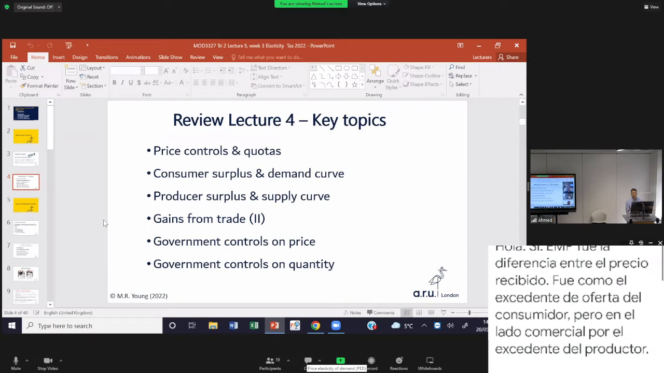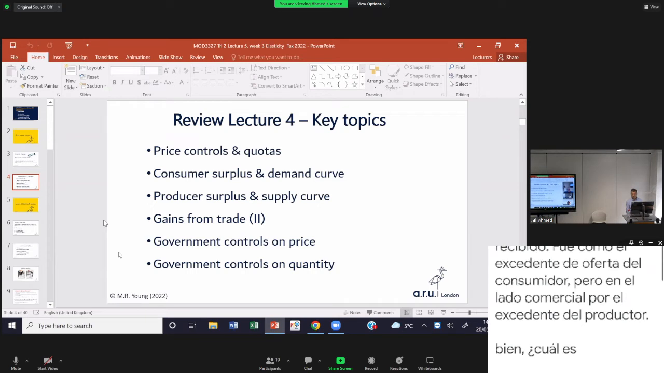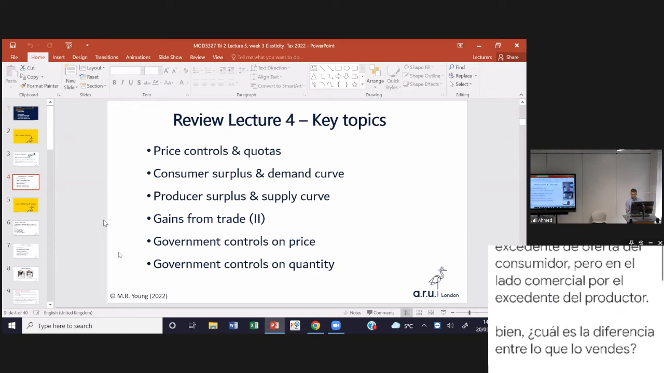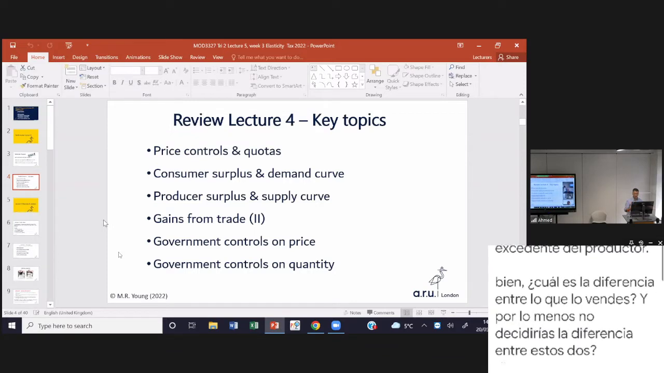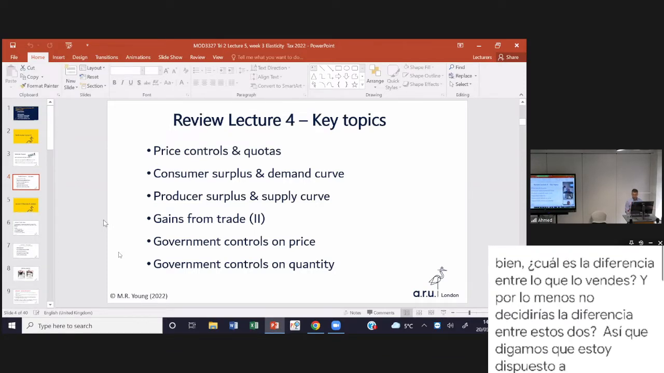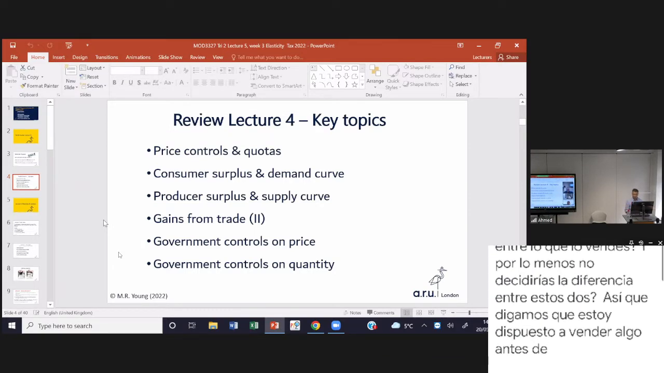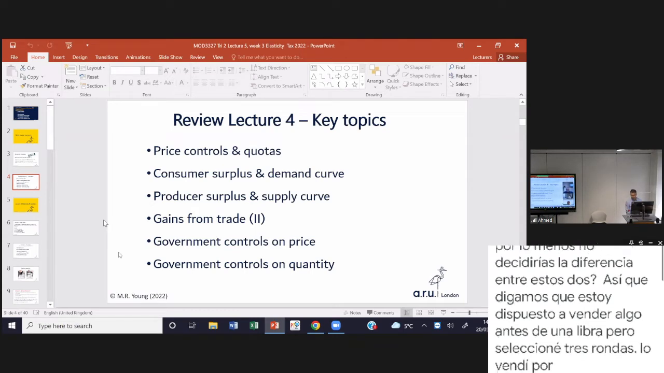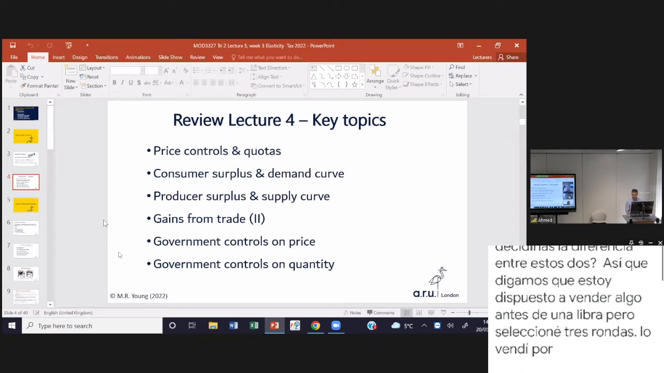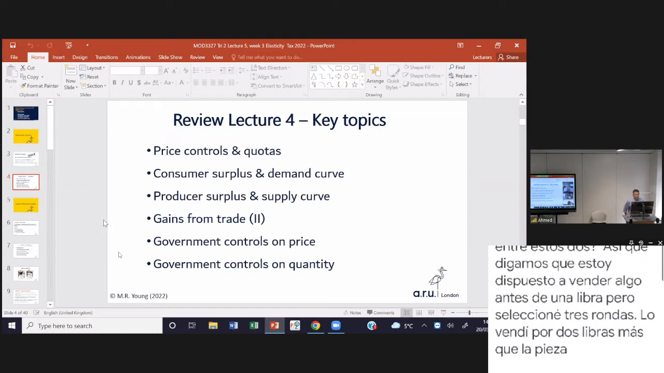Okay, it's the difference between what you sell it for and the least you're willing to sell it for. Difference between these two, okay? So let's say I'm willing to sell something for £1, but I sell it for £3. I sold it for £2 more than the least I'm willing to accept. You get that idea? So I've gained from trade. I've sold it for more than I was willing to sell it for.